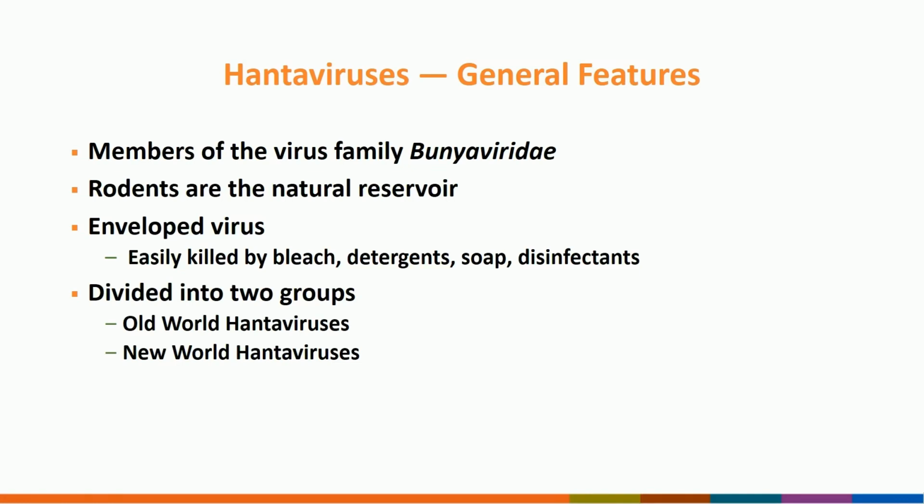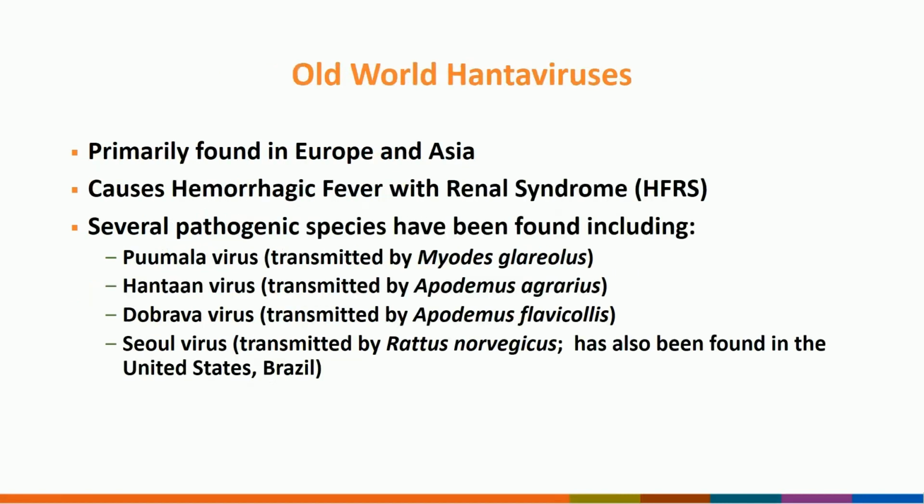Hantaviruses are divided into two groups, Old World and New World. Old World hantaviruses are primarily found in Europe and Asia. Infection can cause hemorrhagic fever with renal syndrome, or HFRS. Several pathogenic Old World hantaviruses have been identified, including Puumalavirus, Hantaanvirus, Dobravavirus, and Seoulvirus.